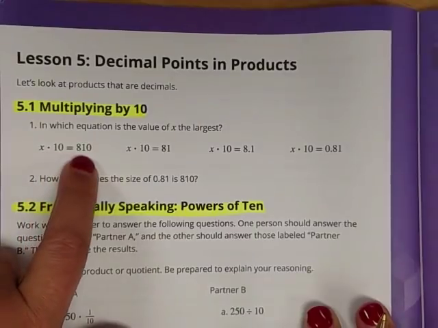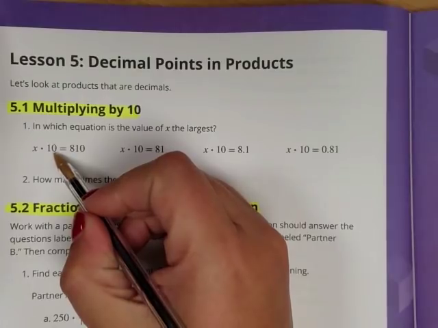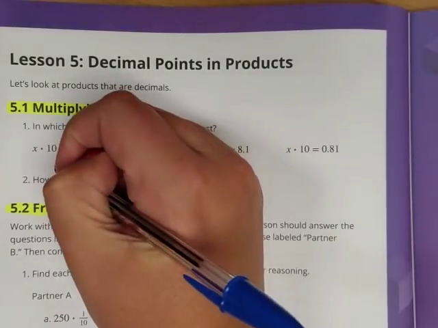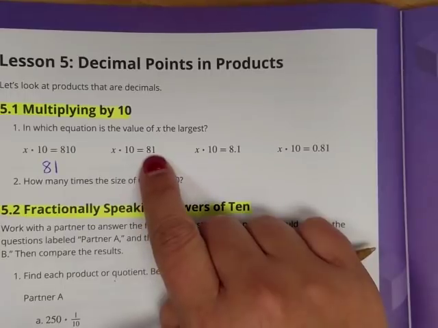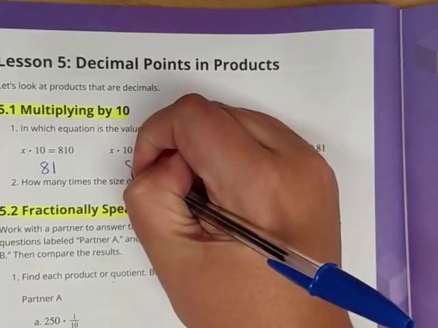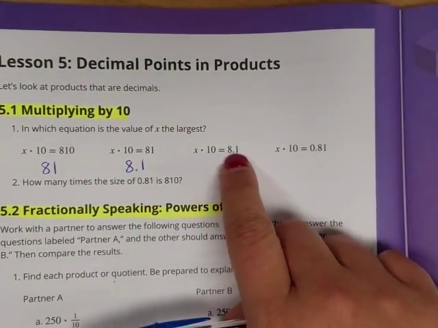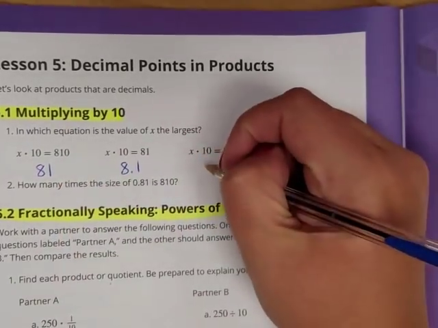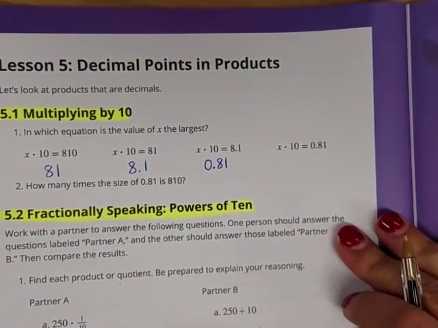So what times 10 gives me 810? I know that anything times 10 is going to basically add a place value to the end, so I know this is going to be 81. What times 10 is 81? Well, 10 times 8 is 80, so 10 times 8.1 is 81. What times 10 is 8.1? Well, I know it's going to be less than this, and it looks like it's the same value here, so .81.